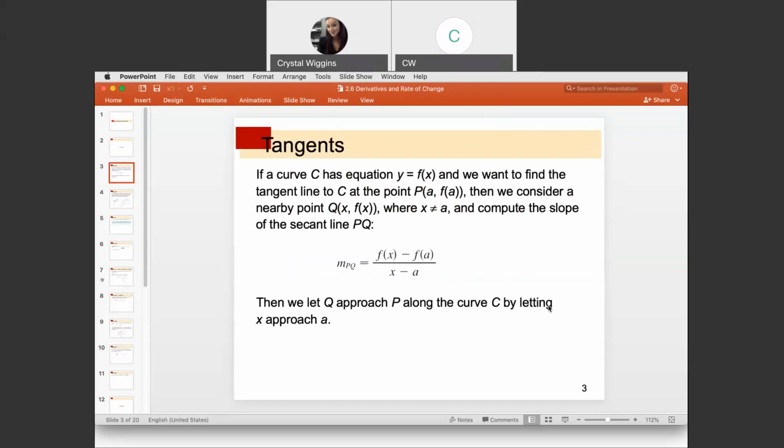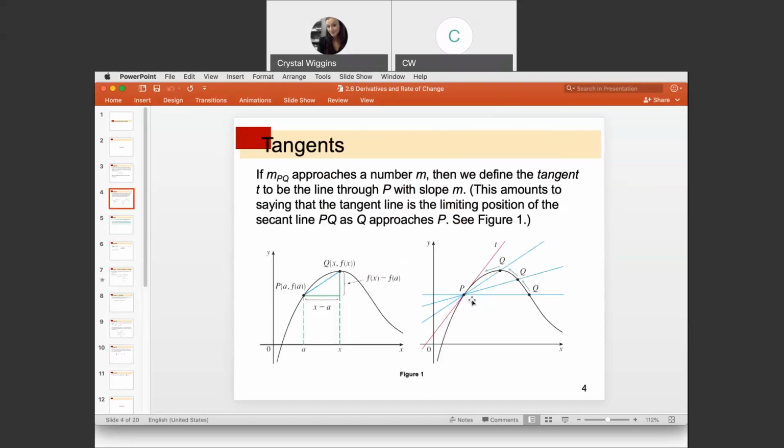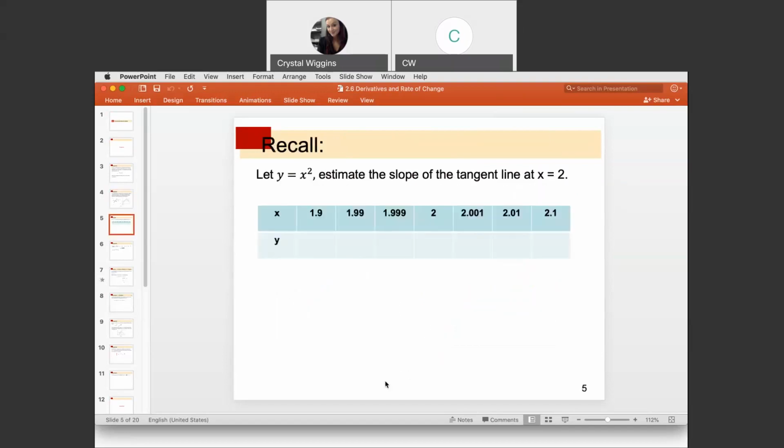So if a curve C has an equation f of x, and we want to find the tangent line to a point on that equation, then we consider the nearby point, and we look closer and closer to our desired point where the tangent line crosses through. And based on what the slopes are approaching, also known as a limit, we then can estimate the slope of the tangent line and then subsequently come up with the equation. So here's a diagram, which should be familiar to you by now. As we pick points closer and closer to P, the slopes of the line get closer and closer to the actual tangent line.